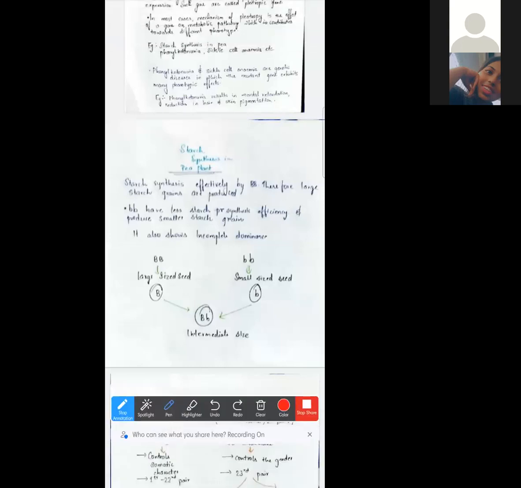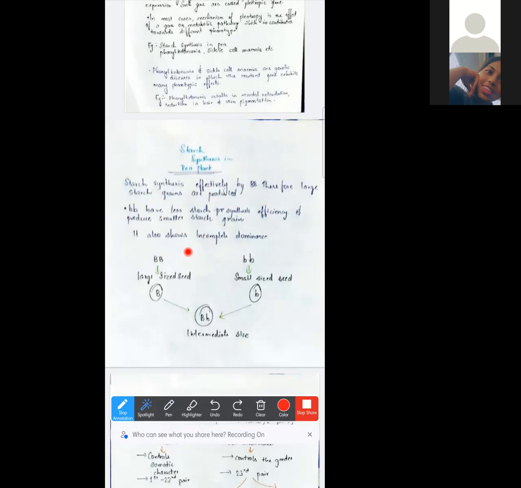Let's go further. That is starch synthesis in pea plant, which is an example of pleiotropy. So, starch synthesis is effectively carried out by capital BB. Therefore, large starch grains are produced. A small bb has less starch synthesis efficiency and therefore produces smaller starch grains.